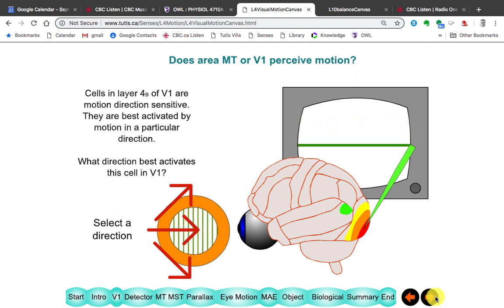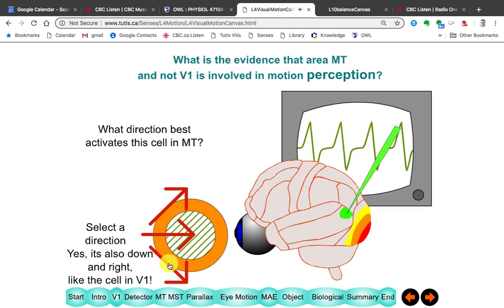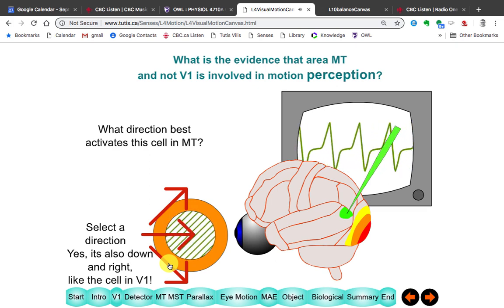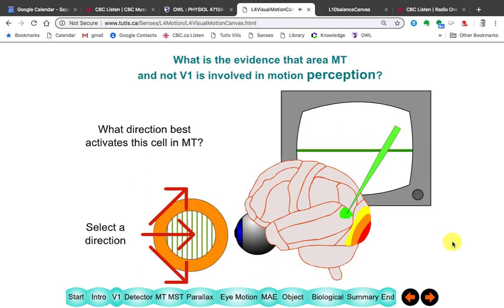Let's now move on to this area MT that we talked about. And look at that. Again, horizontally, doesn't seem to care. Again, vertically, it doesn't seem to care. But it seems to care in the same direction as before. So, where is it that your perception of that direction occurs?